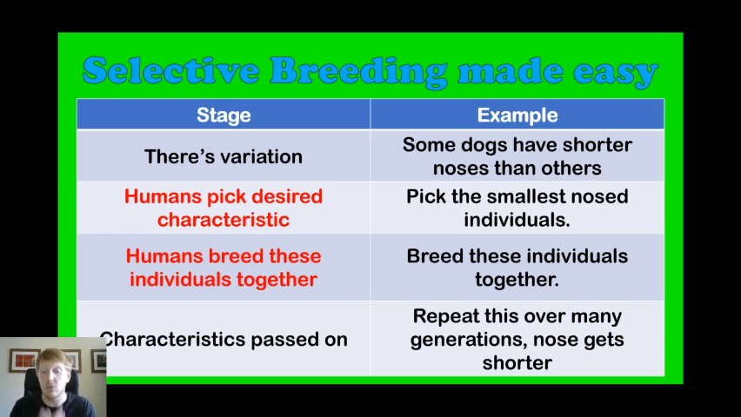We then pick the shortest-nosed individuals in that generation and breed them together again and again and again. We repeat this process over and over until the nose gets shorter and shorter and shorter. And this is selective breeding, and it's how we actually give rise to some of those furry creations that we saw in the previous slide.